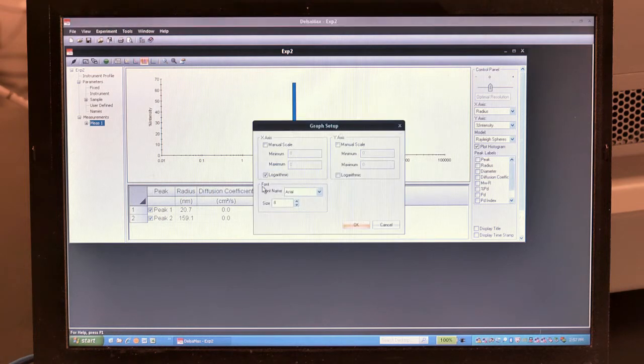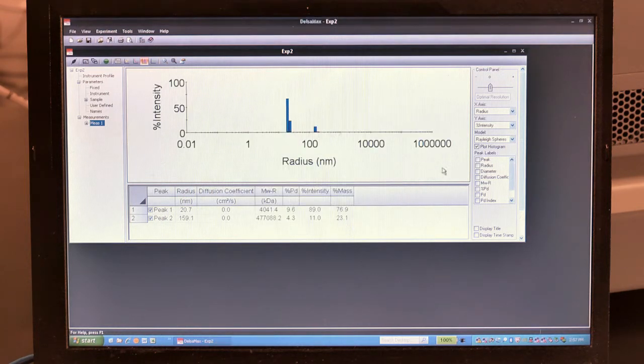And let's increase this graph size once again so that it's more readable. And we can actually highlight the diameter on here. So one has a radius of 20.7 or 41.4 nanometers in diameter. And these are our standard latex beads.